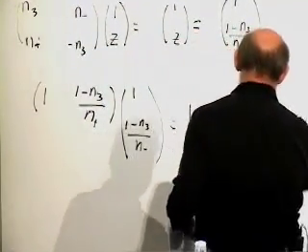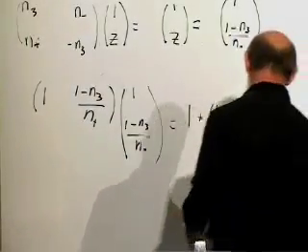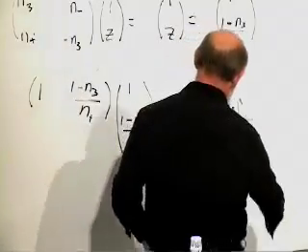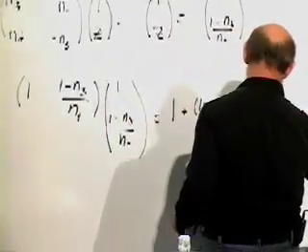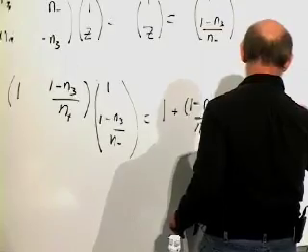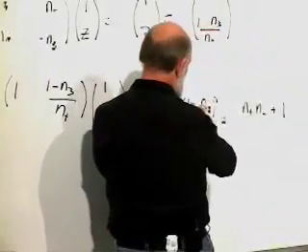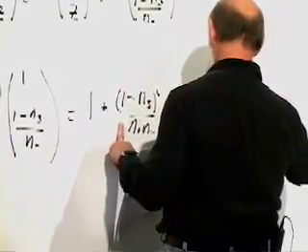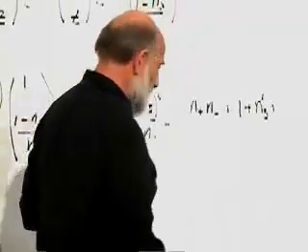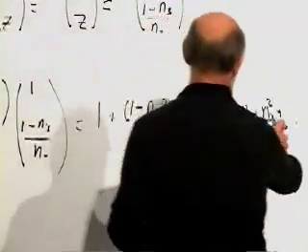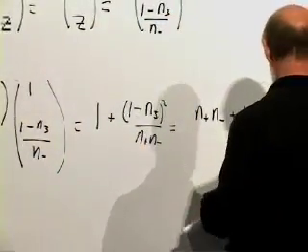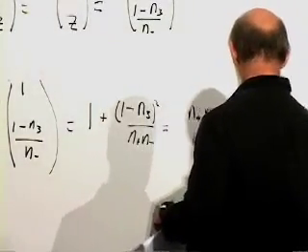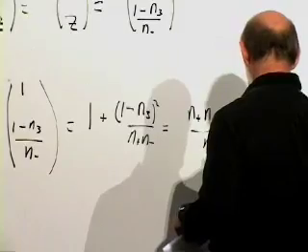Let's work it out. Let's multiply 1 by n plus n minus. So this becomes n plus n minus plus 1. When I square this out, I'll get 1 plus n3 squared minus twice n3. Is that right? Am I doing this right? And then we have to divide that by n plus n minus.